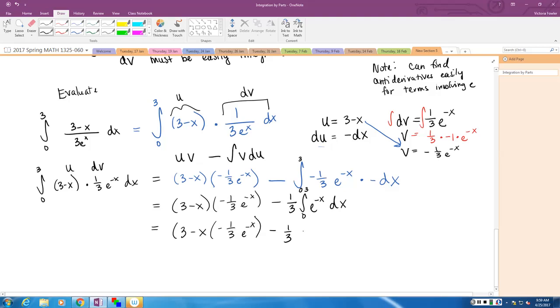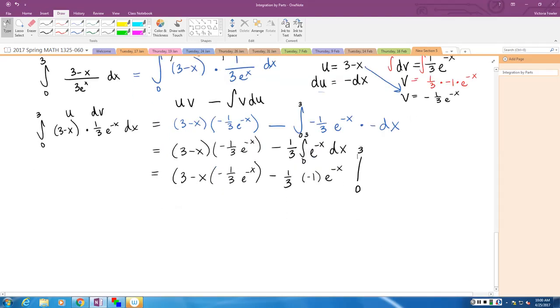It's a negative 1, or negative e to the negative x, right? Do I have a plus c here? No. Why? Definite. Okay. All right, so fundamental theorem of calculus. I'm actually going to use these bounds on this entire thing. You evaluate it first where? At 3, and then you subtract what you get when you evaluate it at 0.